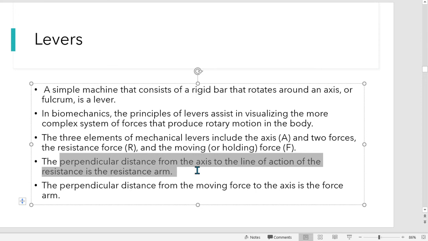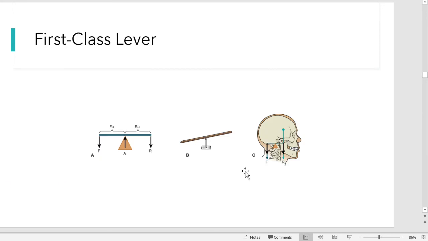Wherever the load is located, the distance from the axis of rotation to the load location is considered the resistance arm. While the distance from the effort arm, or where the muscle exerts effort, to the axis of rotation, we call that your force arm. So here, let's take for example. So we have here now the first class lever system.